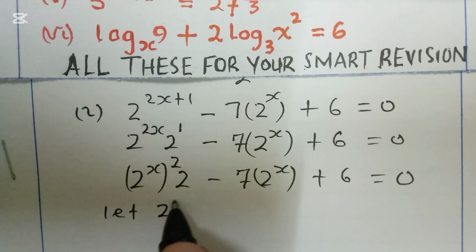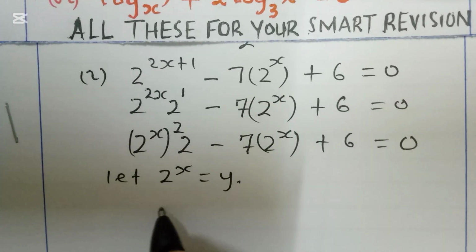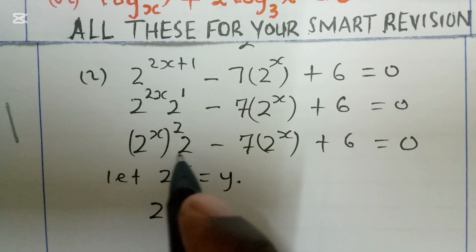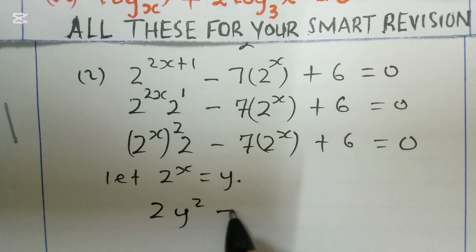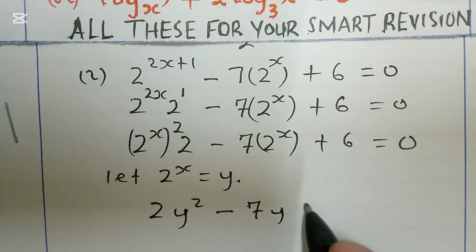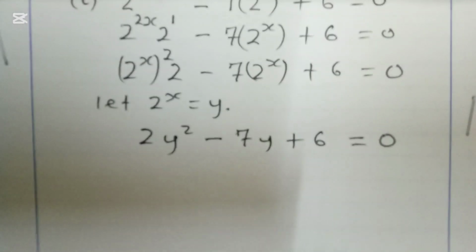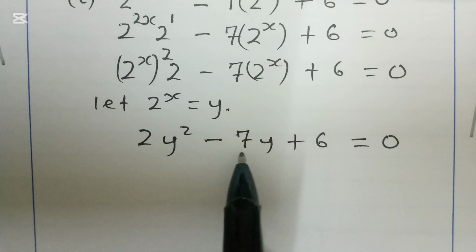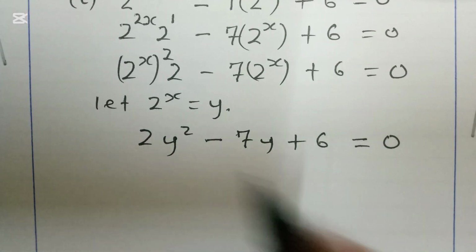And so we can say let 2 raised to x equal y. And so guys, we are going to have 2y squared minus 7y plus 6 equals 0. So guys, this is now going to be 12 and 7. We look for two numbers. If you multiply, you get 12. If you add, you get negative 7.